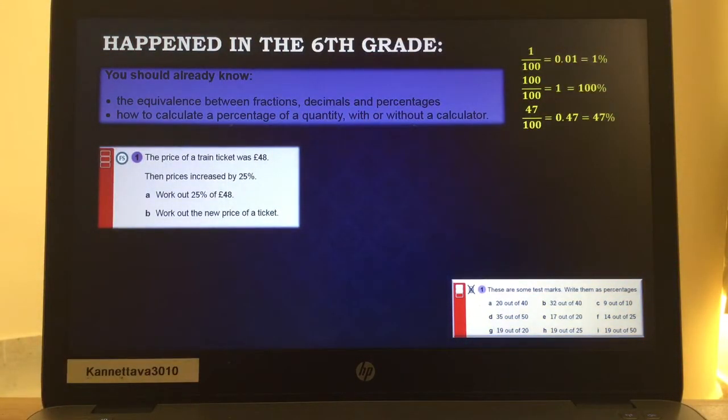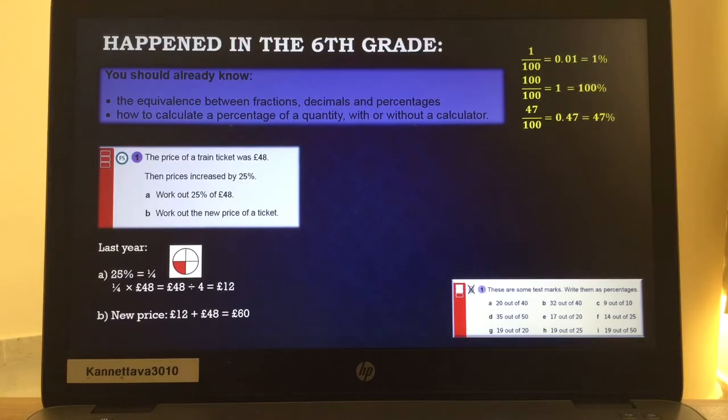Last year, you calculated increase or decrease this way. Let's take an example. The price of a train ticket was £48, and then it increases by 25%. So what is the new price? Okay, 25% is the same as 1 out of 4, 1/4.